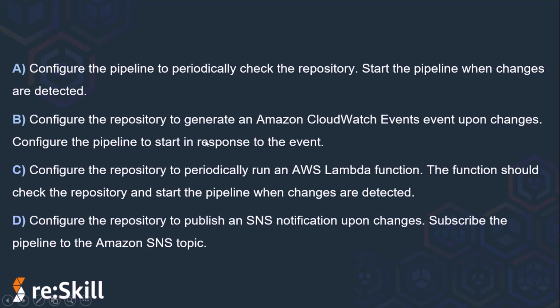Now, looking at the B option seems somewhat correct. Let's evaluate it between A and B, like which is the best option. Let's have a look at the A option. It says configure the pipeline to periodically check the repository and start the pipeline when changes are detected. So we want that it should be as responsive as possible. But if we do it periodically, this is possible. But the thing is that it will only run when that particular period is happening.